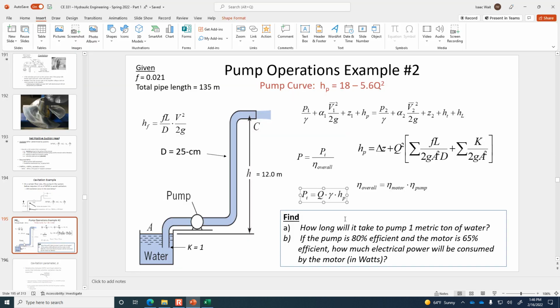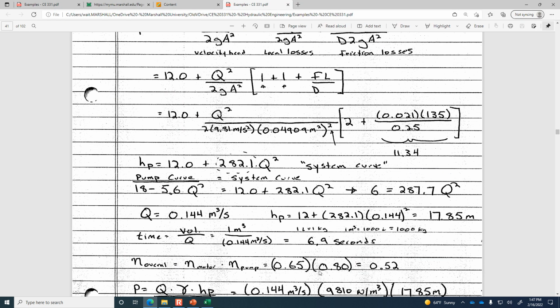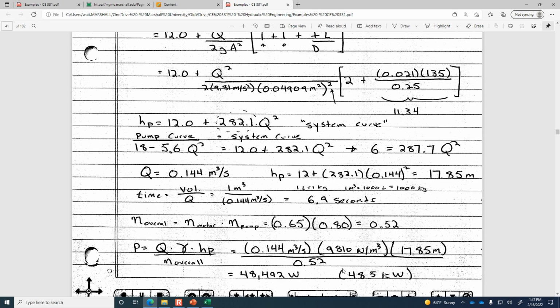Okay, so we already know the pump head that's going to be added and the flow rate. So the first step would be to find the ideal power requirement if there was 100% efficiency. And then we'll take into account the efficiency factors. So the combined efficiency factor is 0.52, if you multiply together the motor efficiency of 0.65 and the pump efficiency of 0.8. And then the power equation is where we're multiplying the flow rate by the unit weight of water and the 17.85 meters of head that the pump has to add, and then divide by the efficiency factor. So this is going to require 48.5 kilowatts, and that's really a lot of electricity.